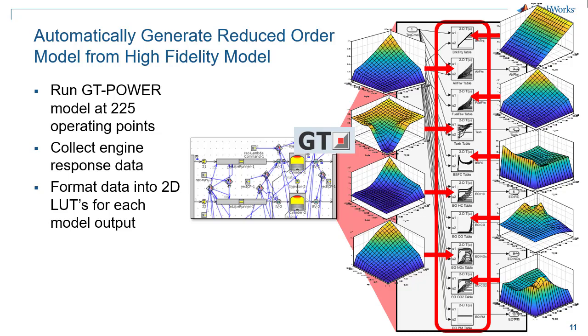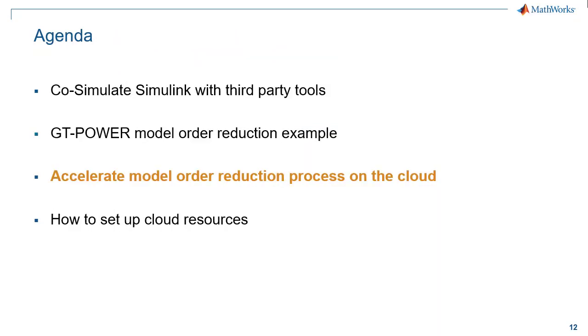Now, if I ran this model order reduction process in a serial fashion on my laptop, which I have, it takes about 3 hours to complete. But if I run the same set of simulations in parallel on the cloud, I can do that in about 10 to 12 minutes. So let's look at how we sped up this model order reduction process using parallel computing on the cloud.